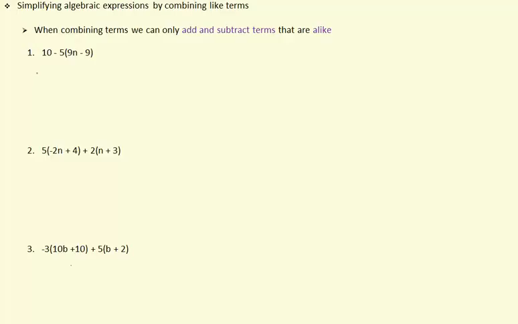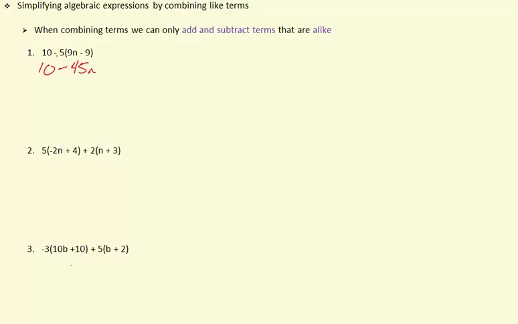So for problem 1, if we look inside the parentheses, we have 9n minus 9. Since these terms are not alike, we can't simplify the values inside the parentheses. So instead, let's start by distributing our negative 5 through the parentheses. So if we do so, we'll have 10 minus, our negative 5 times 9 will give us a negative 45n.